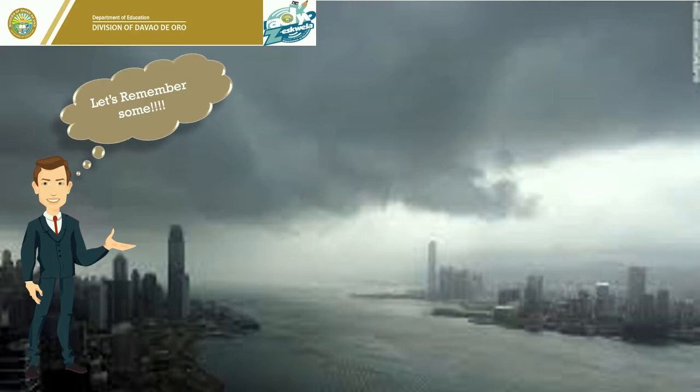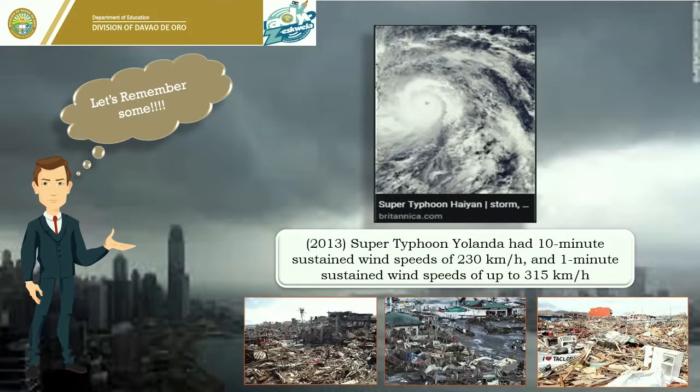One of which is Typhoon Haiyan in 2013. In the Philippines, it is called Super Typhoon Yolanda. Super Typhoon Yolanda had 10-minute sustained wind speeds of 230 km per hour and 1-minute sustained wind speeds of up to 315 km per hour, causing widespread destruction and storm surge. The provinces of Samar and Leyte reported the largest number of fatalities, with 5,877 alone in Eastern Visayas. Below are some of the evidences captured after the typhoon struck.